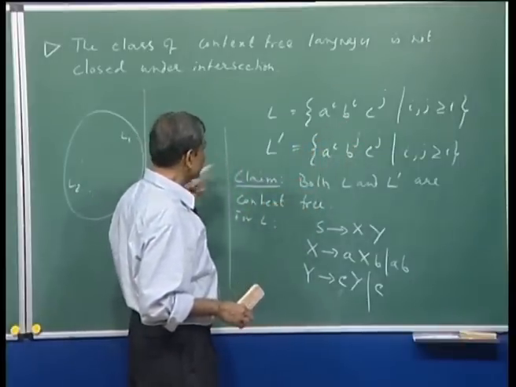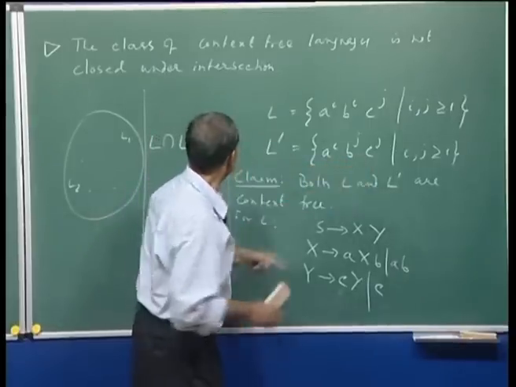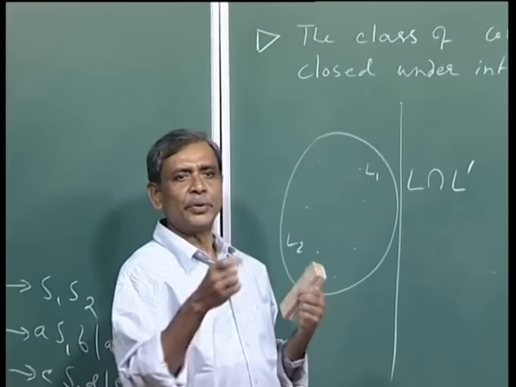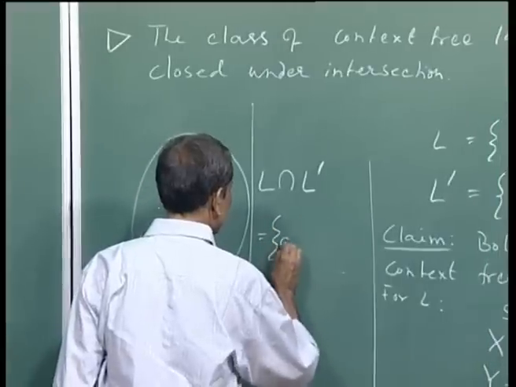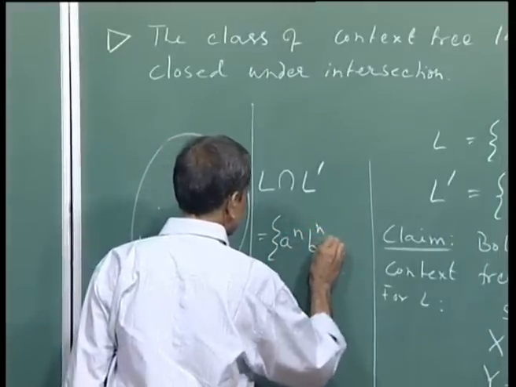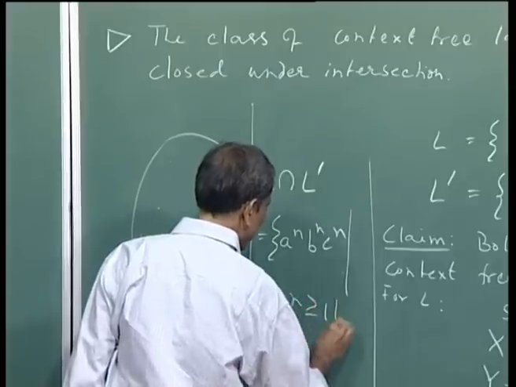Since the same string is also in L dash, that means the number of B's also must be equal to the number of C's. So, therefore, the number of A's is equal to the number of B's, which equals the number of C's. So, this is in fact the language a^n b^n c^n, n greater than or equal to 1.